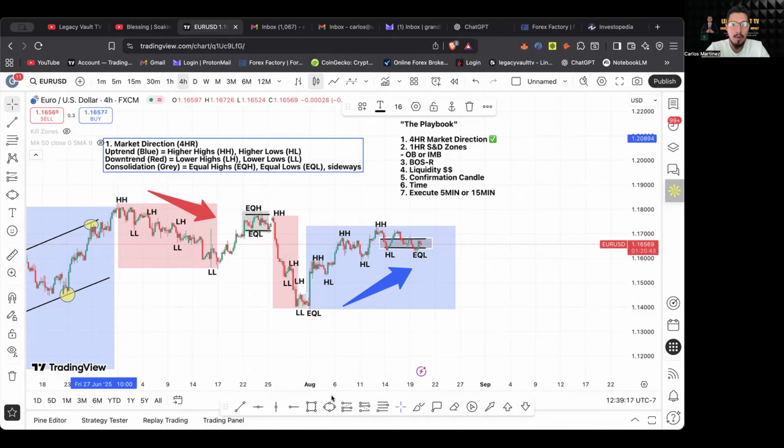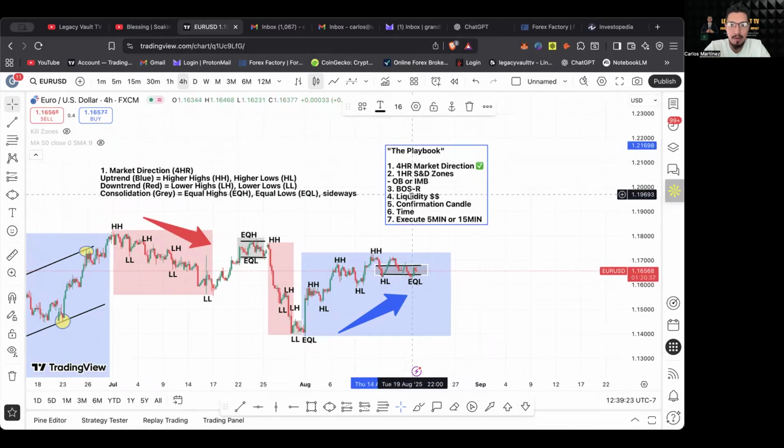Today, we'll be covering market direction, which is the first step on the playbook, right? This is the playbook. These are the 7 steps that you need as a trader to give you a guide, a direction on how to look at the markets, how to analyze the markets, and you can use this as a guide to your trading.